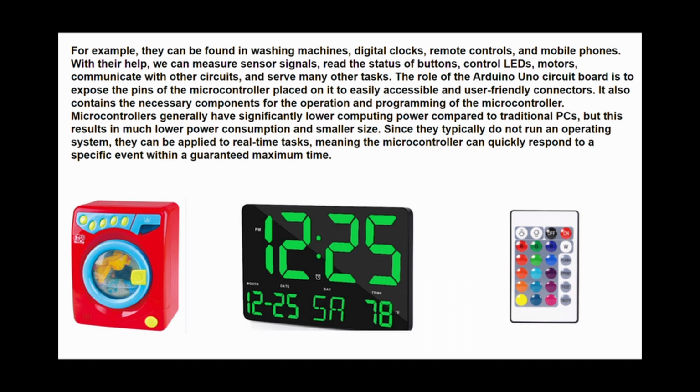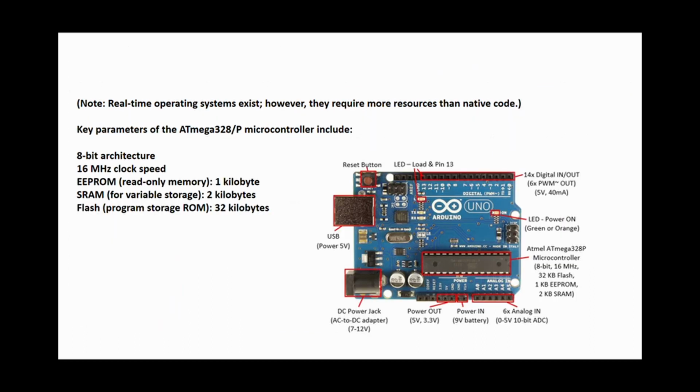Key parameters of the ATmega328P microcontroller include 8-bit architecture, 16 MHz clock speed, EEPROM, read-only memory 1 KB. SRAM, for variable storage, 2 KB. Flash, program storage ROM, 32 KB.